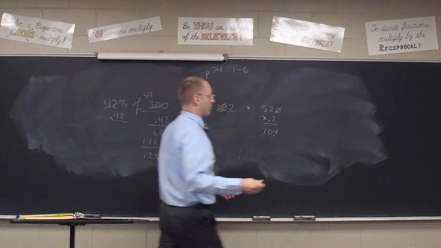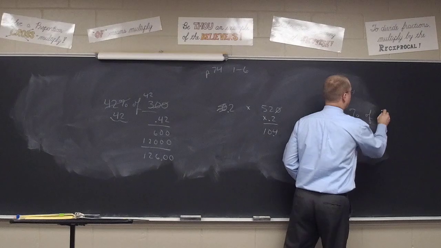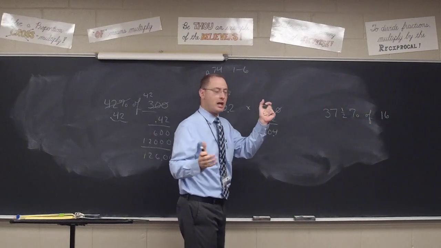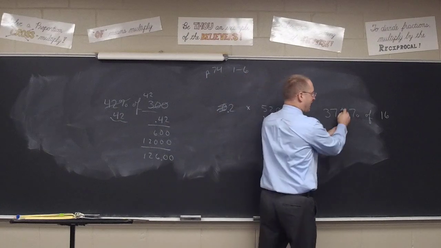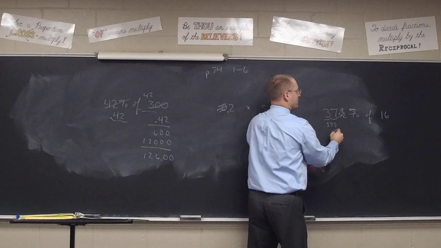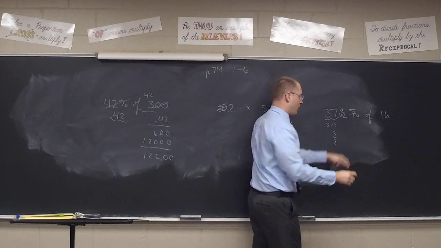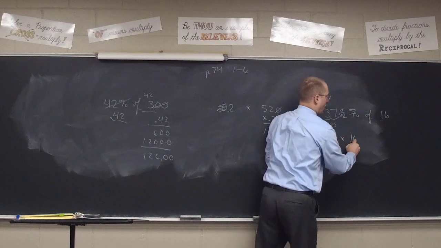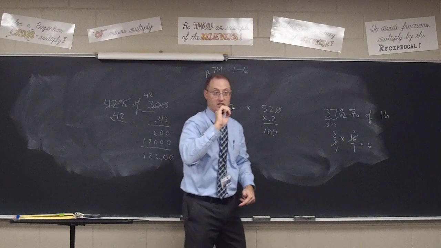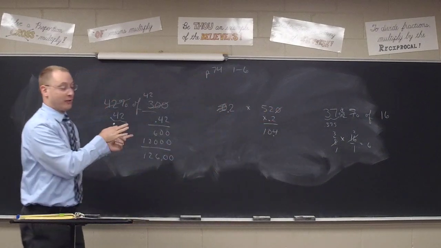So what if we had the problem 37.5% of 16? That just looks awful, doesn't it? Unless you realize this is 0.5, this is 0.375, this is 3/8. Of means multiply. 16 over 1. Wasn't that easy? So if you can spot some of those and turn them into fractions, it can save you a lot of time.